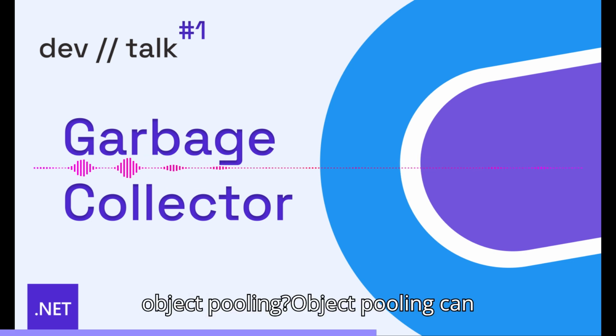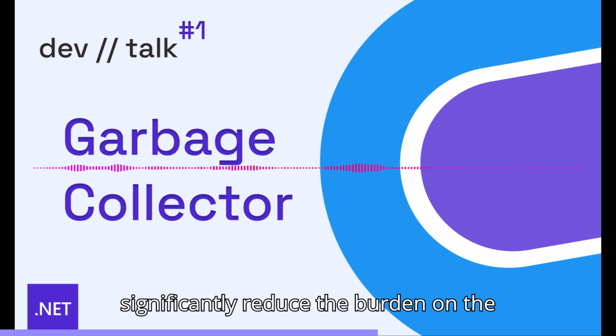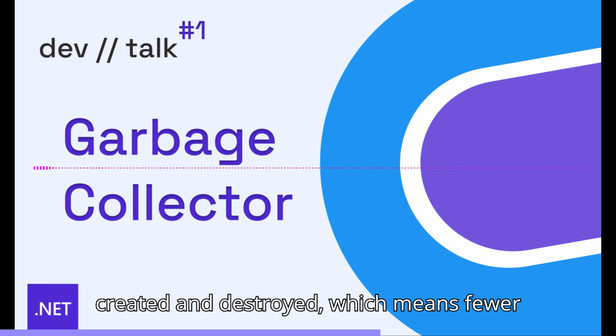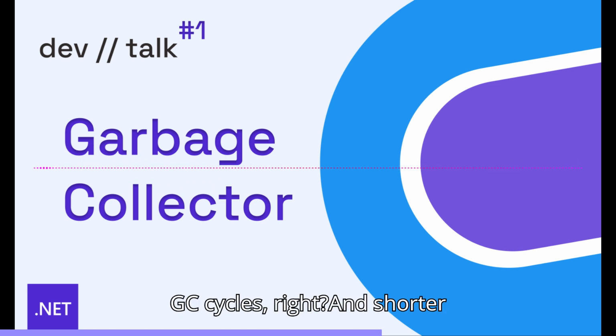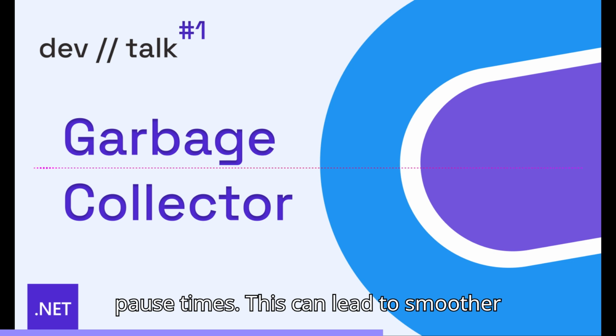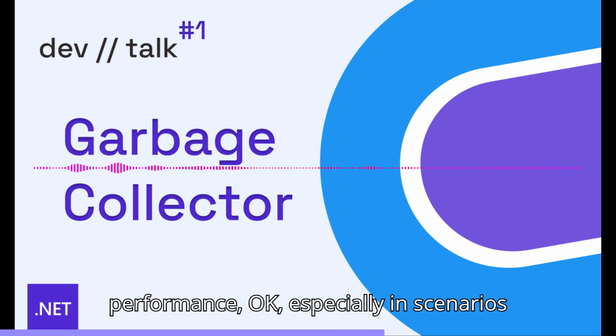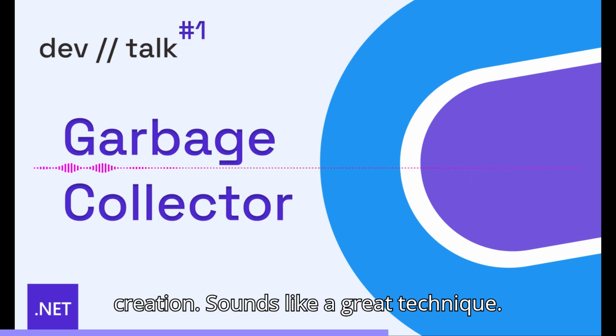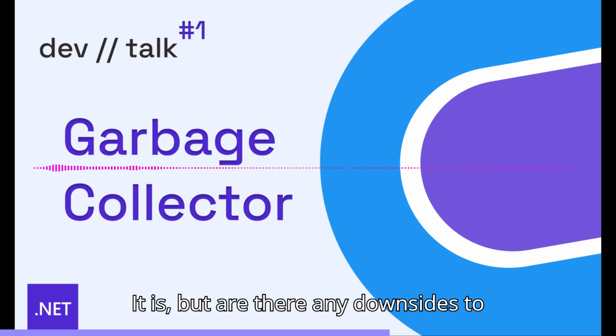What are the benefits of using object pooling? Object pooling can significantly reduce the burden on the garbage collector. Fewer objects are created and destroyed, which means fewer GC cycles and shorter pause times. This can lead to smoother performance, especially in scenarios with tight loops or frequent object creation. Sounds like a great technique. It is. But are there any downsides to consider?